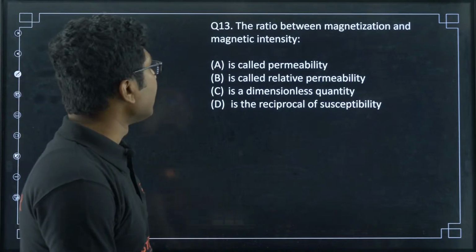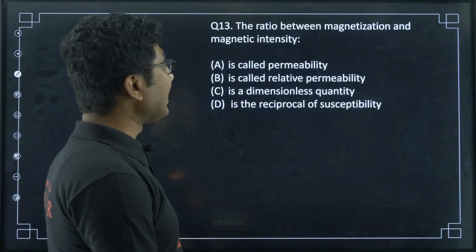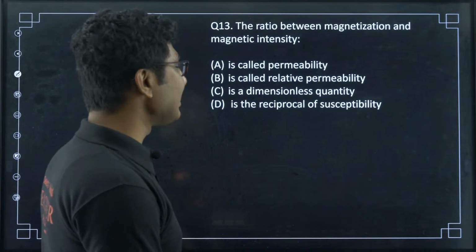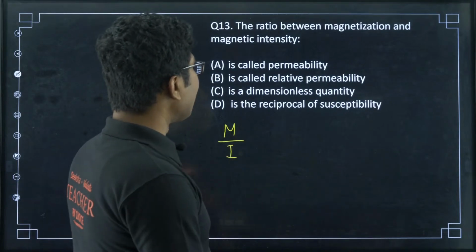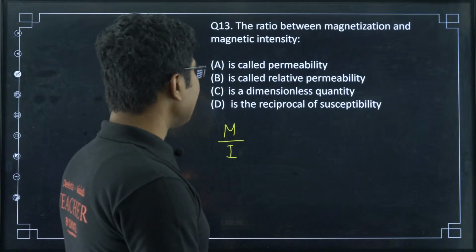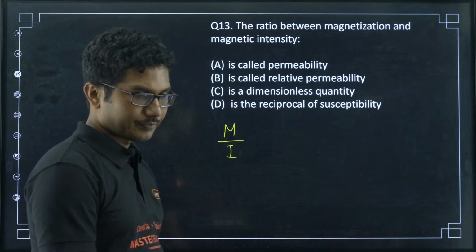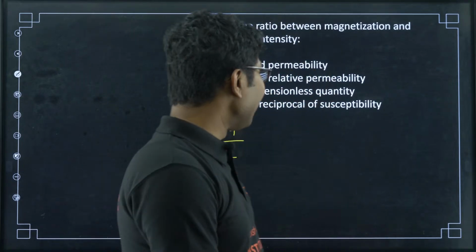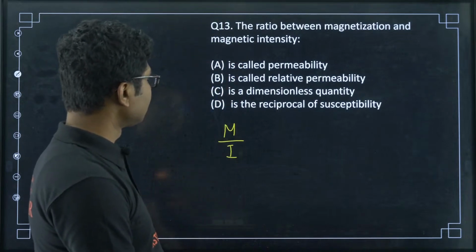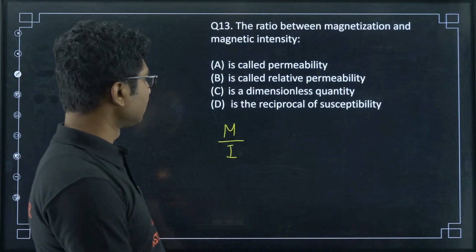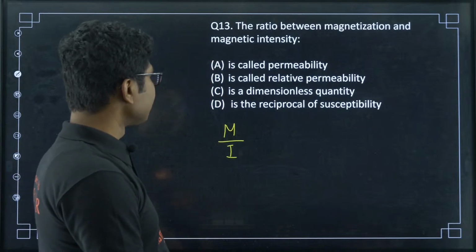Next question, the ratio between magnetization and magnetic intensity. The ratio between magnetization and magnetic intensity, M by I, is called permeability, relative permeability, a dimensionless quantity, or the reciprocal of susceptibility. Interesting question. What is the ratio called? 13C.